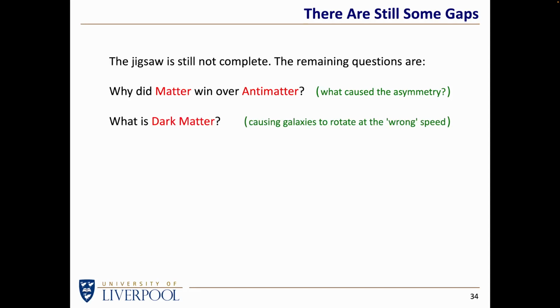And what is dark matter? So I have said nothing about the nature of dark matter that's causing galaxies to rotate at speeds which look at first sight to be wrong. And also dark energy. Something is out there causing the universe to accelerate its expansion.